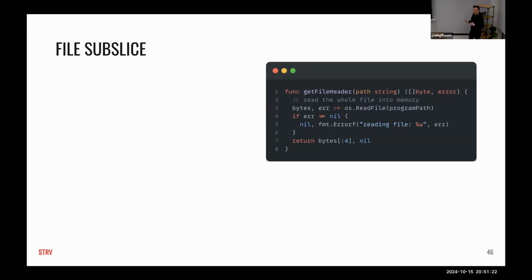The flow is pretty simple. You don't want to mess with the readers. You just read the file and get the first couple of bytes. No big deal, right? But some of you already spot the mistake.